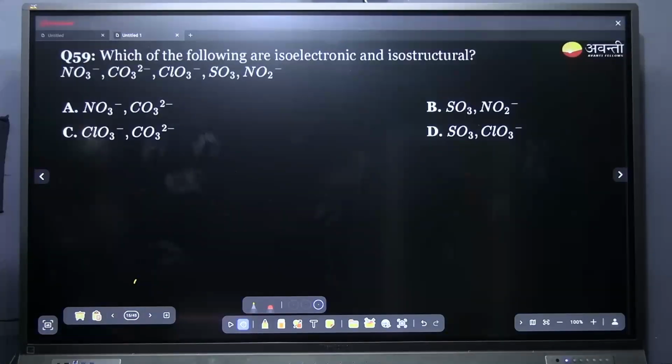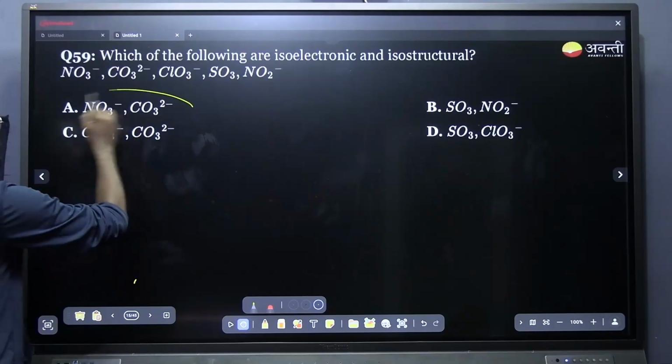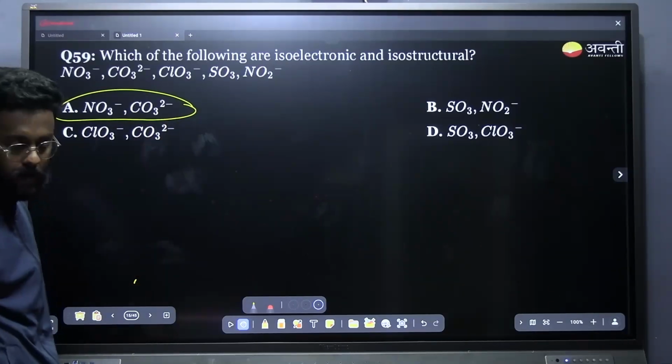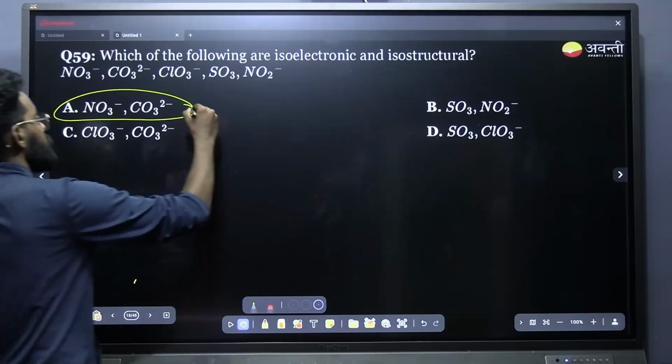Okay, which of the following are isoelectronic and isostructural? Yeah, by looking at it we can find out which is the correct answer. Isoelectronic and isostructural. What about option 1? Is it isoelectronic and isostructural? Yes, very good. It is isoelectronic and isostructural.